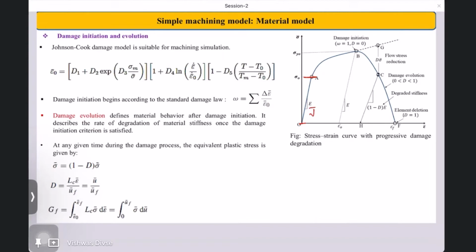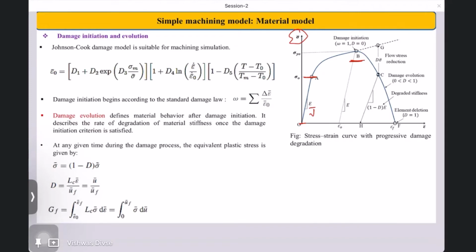Then A to B behavior, this behavior is plasticity behavior or plastic behavior. And for A to B behavior, we need the Johnson-Cook plasticity model that will take care of strain, strain rate and temperature, and it will provide sigma bar value under this condition. Now the most important is when damage will initiate. So that is point B.